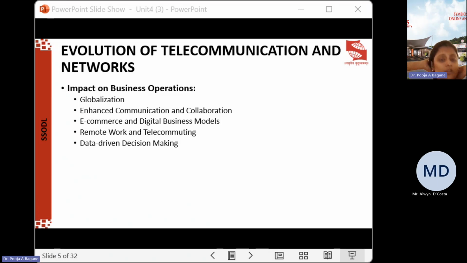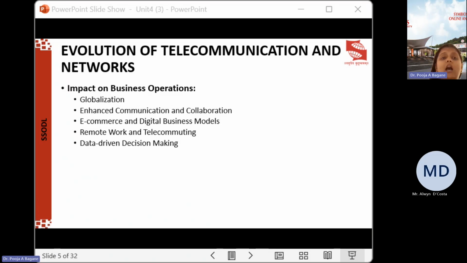So globalization: the telecommunication network, we can say, has brought globalization by connecting businesses to suppliers, partners, and customers across the whole world, across the globe. So that's why modern businesses have access to markets, resources, and talent beyond their geographical location. Almost without exception, businesses across various industries access markets, resources, and talent pools beyond their traditional limits. So that's why globalization impacted.